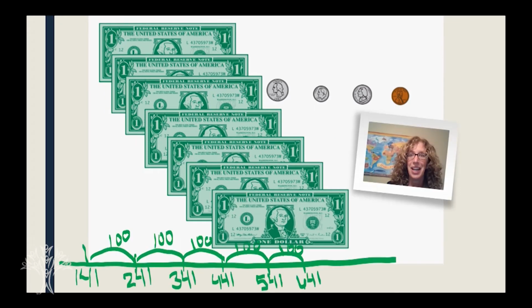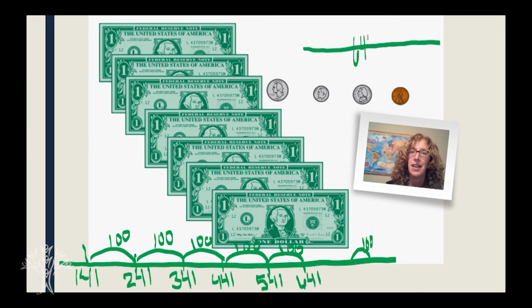I think this is getting pretty easy for you. 641 plus 100. Do you know what to label that jump? 741 cents.